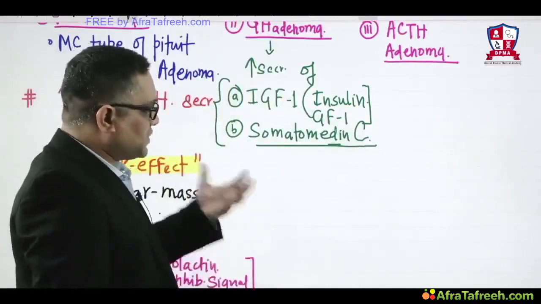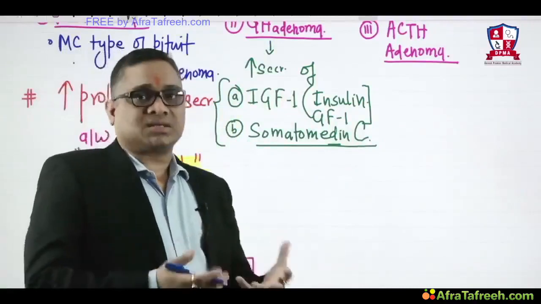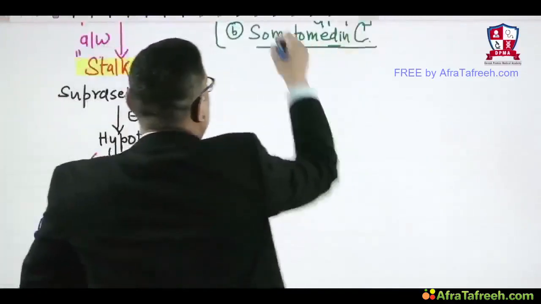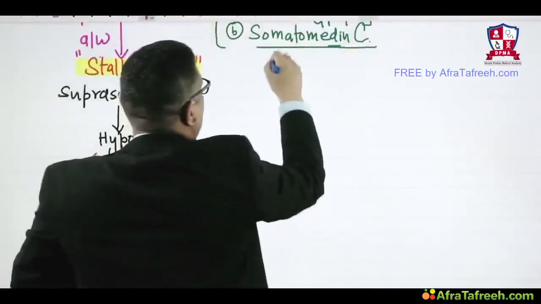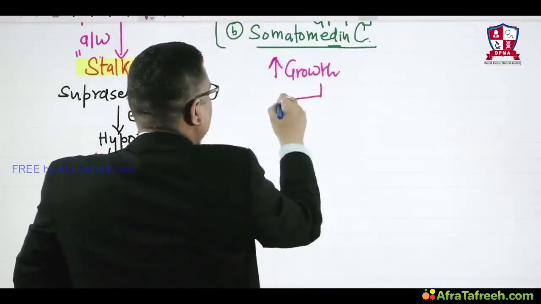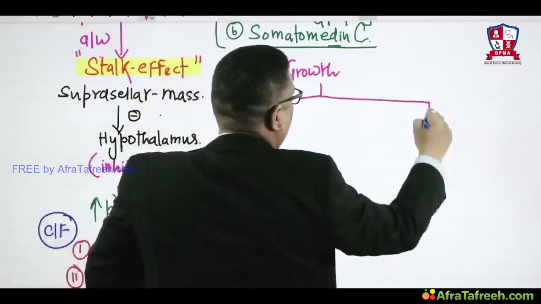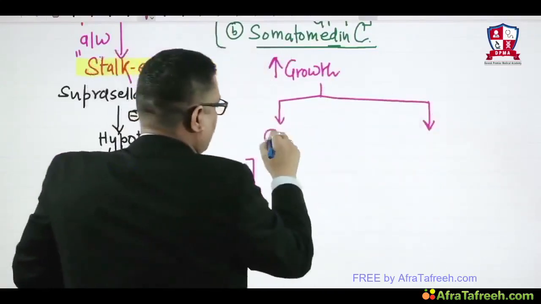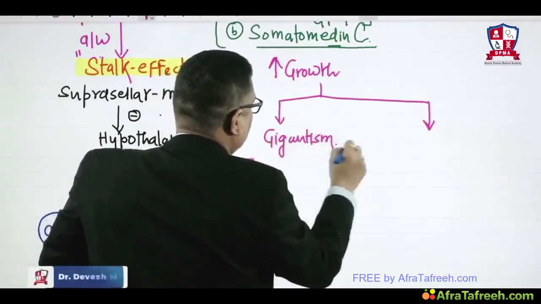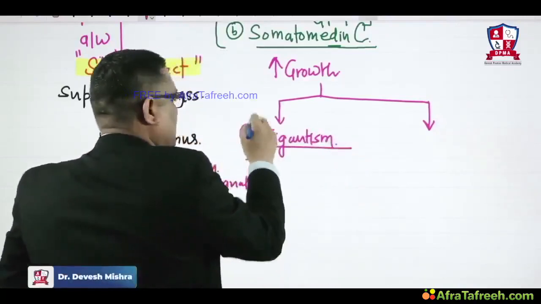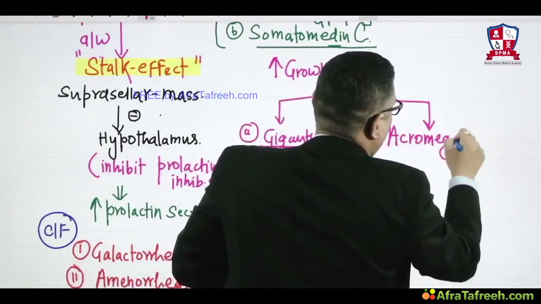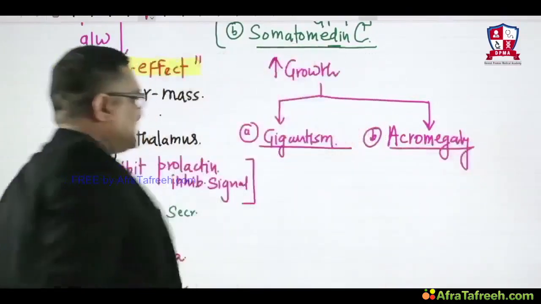Because of excessive release of these two hormones, what will happen? There will be excessive growth. And how will this excessive growth be reflected? This excessive growth will be reflected as gigantism and acromegaly, right?